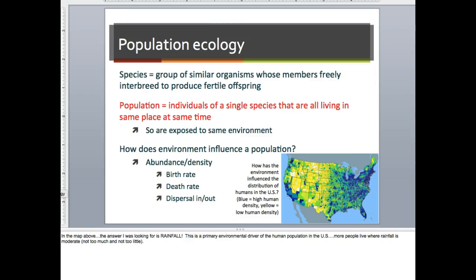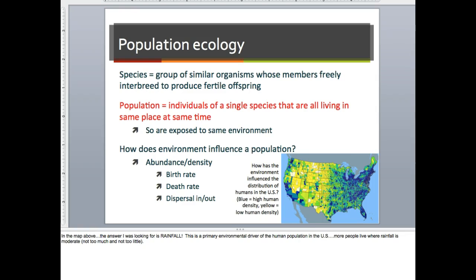So your book kind of makes a switch and goes from talking about evolution and natural selection, which are two processes determining how much biodiversity there is in the world, to this process of population ecology, which really determines how many of each species there are in the world. So remember, species are a group of similar organisms, and most of them can freely interbreed to produce fertile offspring.